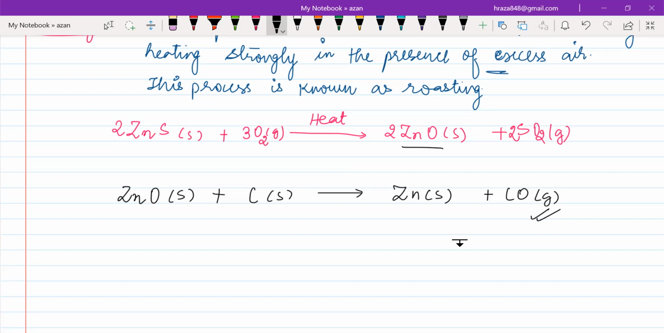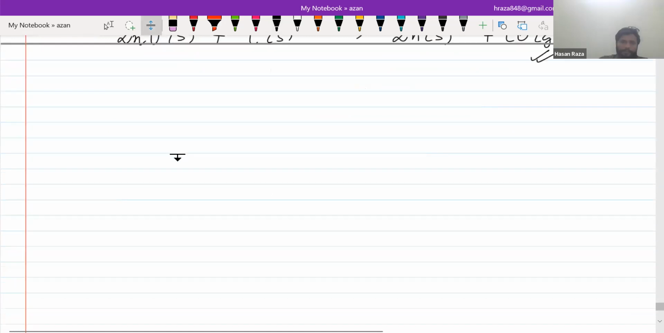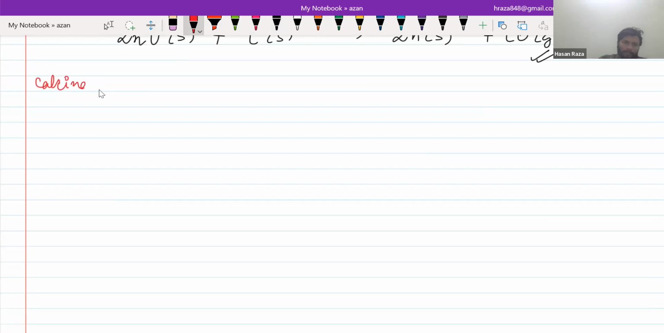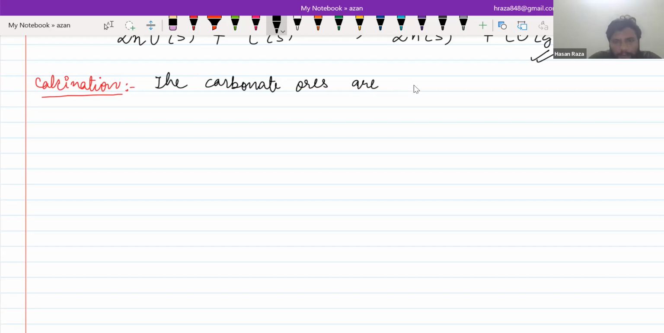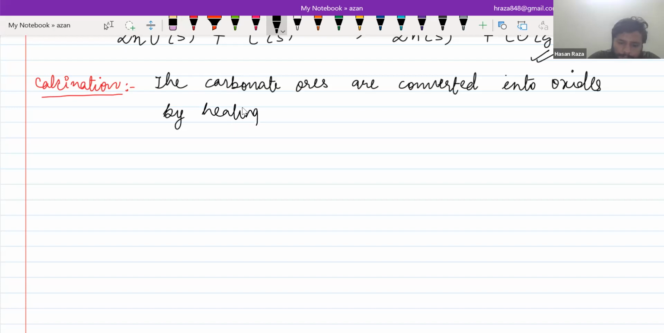Yes. Okay. Now we are going to talk about calcination. Let's see what is calcination. So basically, in the above, it was the sulfide ores, and here it is the carbonate ores. The carbonate ores are converted into oxides by heating strongly in limited air. This process is known as calcination.